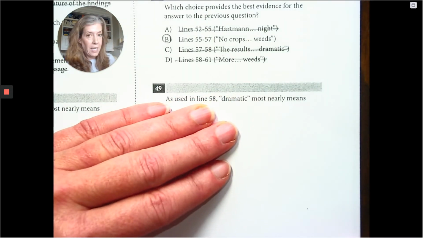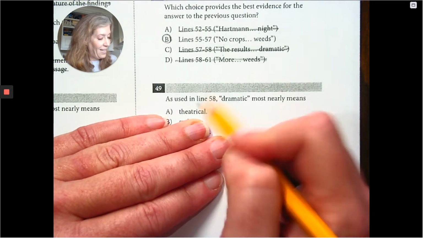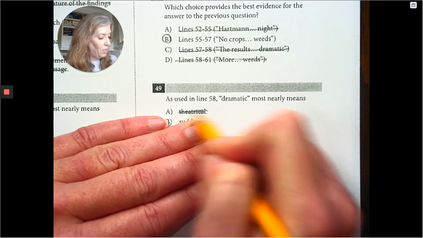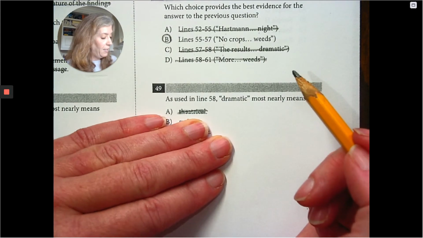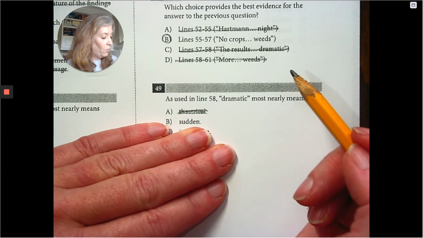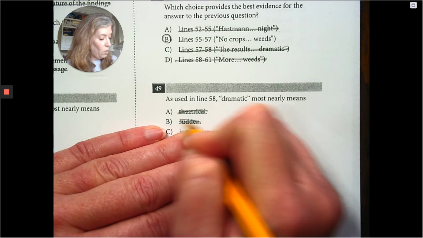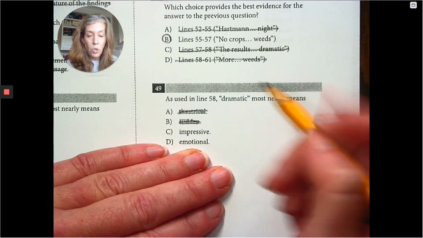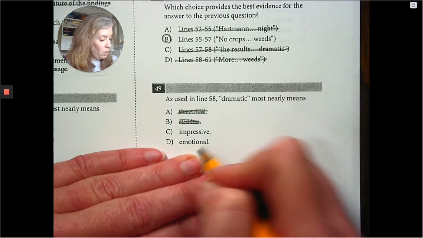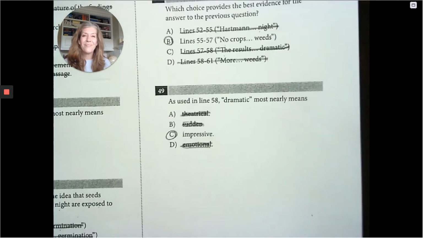As used in line 58, dramatic most nearly means theatrical. No, that's not how the word was used. That's how you may know the drama kids in school, but that is not, no. The results were sudden. No, that doesn't mean impressive or you don't take notice. No. Impressive means impressive. Emotional or taking notice? No. So we'll go with impressive. I love most nearly means.